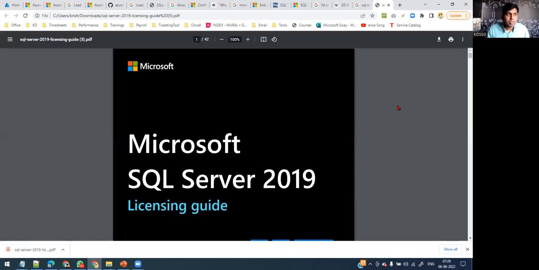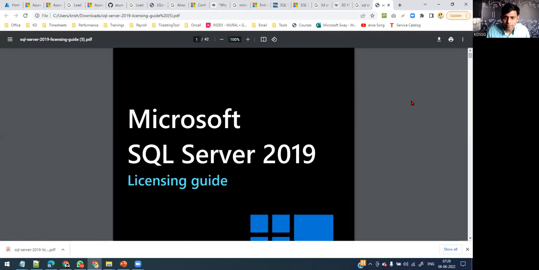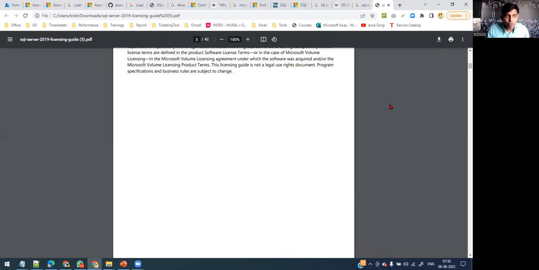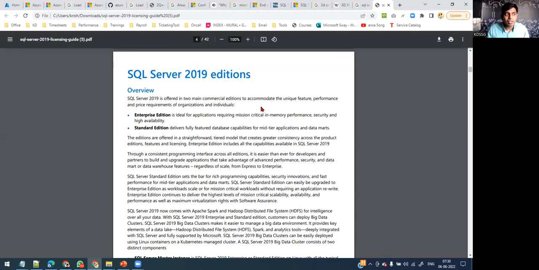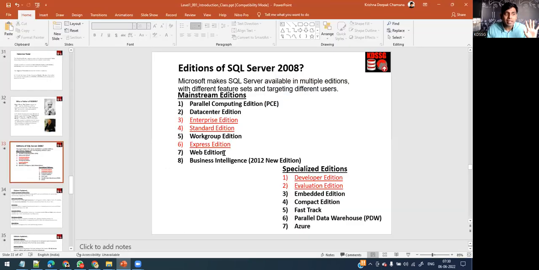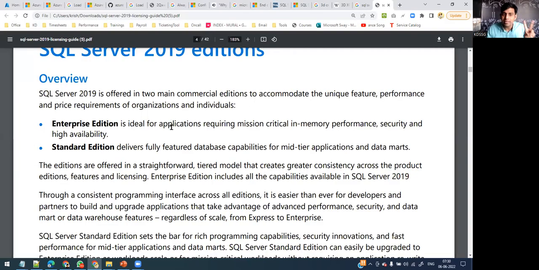Sir, this is simply a 42-page document. You're not going to read it, obviously. I will show things from it later. But if you scroll down, you tell me what are the editions available. Enterprise edition, standard edition. I told you, right, sir? Only 2 are available. Microsoft simplified the game. Earlier, 8 variants they had given, but now it is just the basic 2, enterprise and standard.